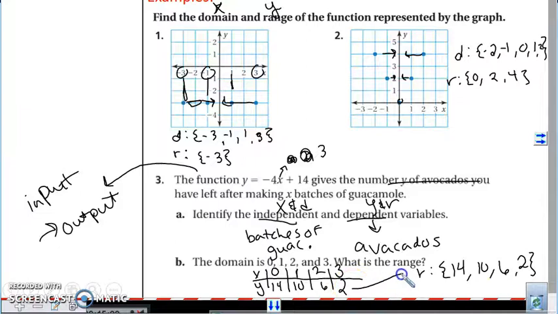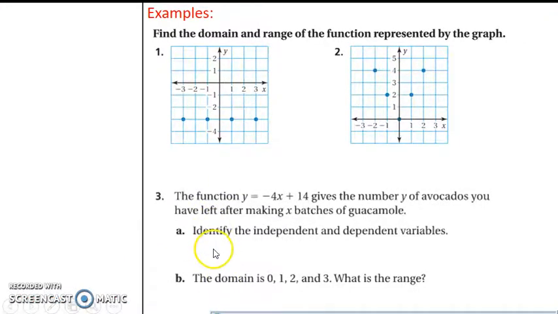Our range is y values, and our domain is x values. We don't really like this way. We really like it written like this, by the way: 6, 10, 14. But it's okay for now. Okay, let's go ahead and look at examples for function and relation.